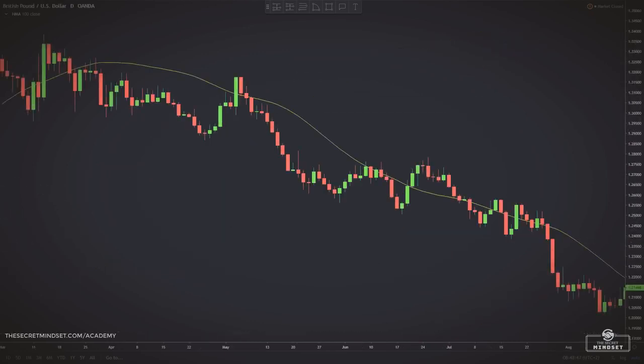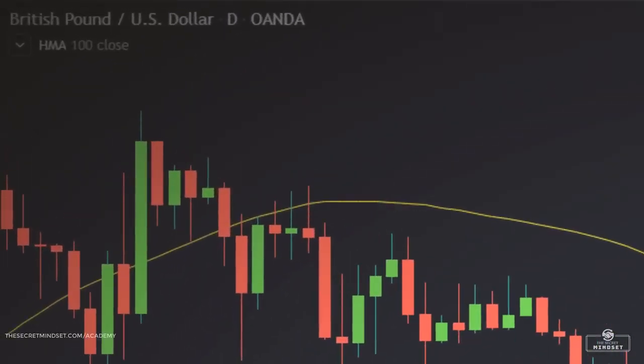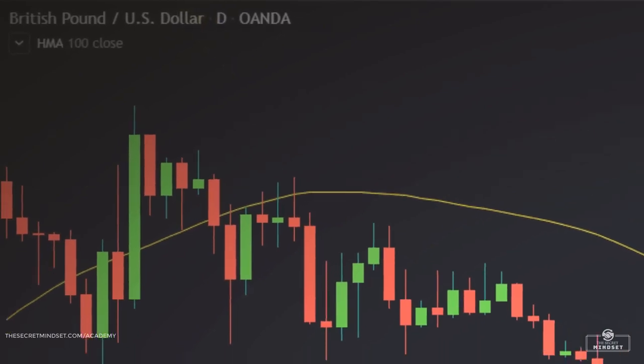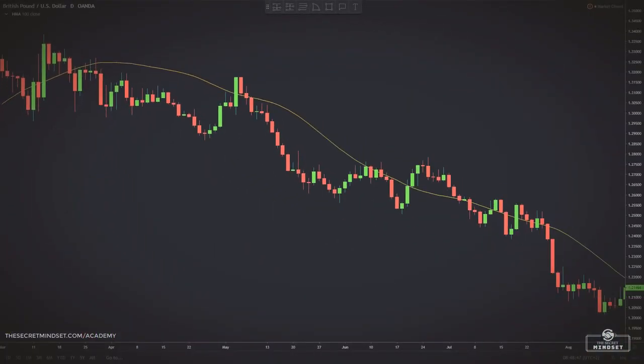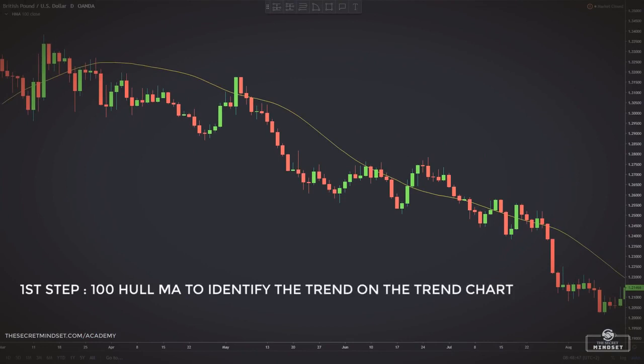Here's how it works. To identify this, first, pull up the longest range screen. In this example, we'll use the daily chart. First step, determine the trend. I use the 100 period Hull moving average to confirm the trend.